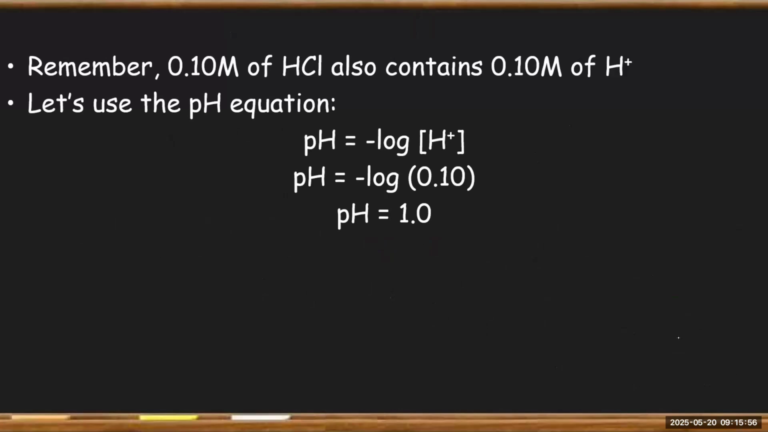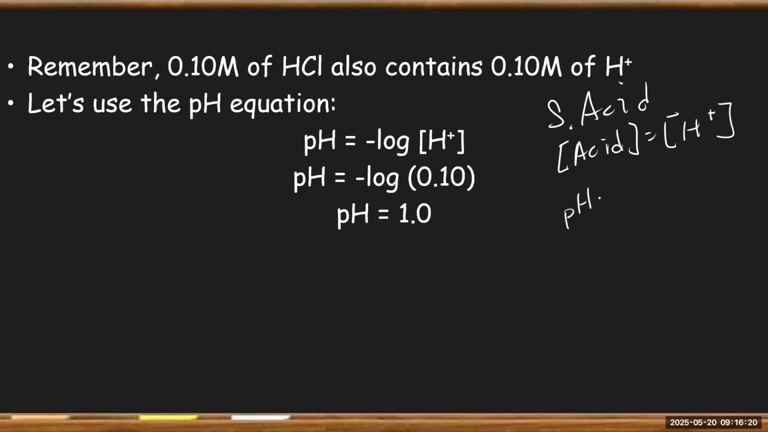Questions, comments, concerns? So what is the big take-home lesson here? I say that in class, in video, but are you doing this at home? The big take-home lesson here is that for a strong acid, the concentration of the acid is the same as the concentration of H plus, which means that to calculate your pH is the negative log of either one. You can get away with that. That's the take-home lesson.